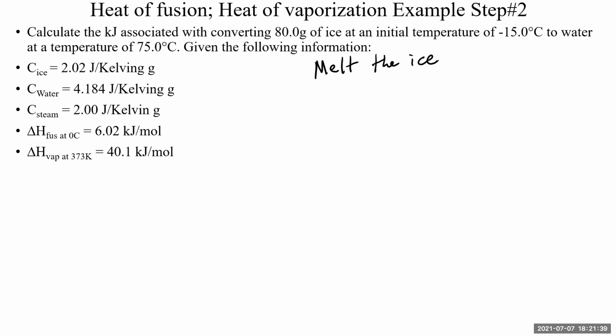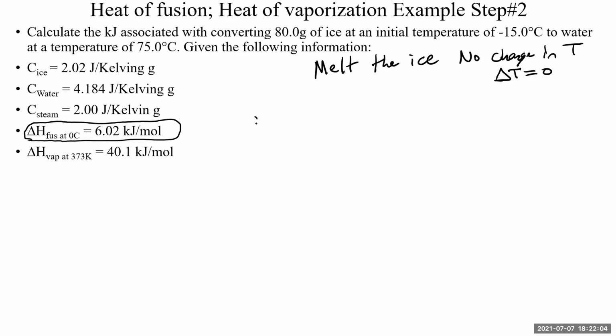Melt the ice. No change in temperature. There is no delta T. Delta T equals 0. So we cannot use Q equals M times C times delta T. That formula is out. So instead, we just do a simple conversion. Here's the thing though, we're going to use the heat of fusion, right? But it's given per mole.